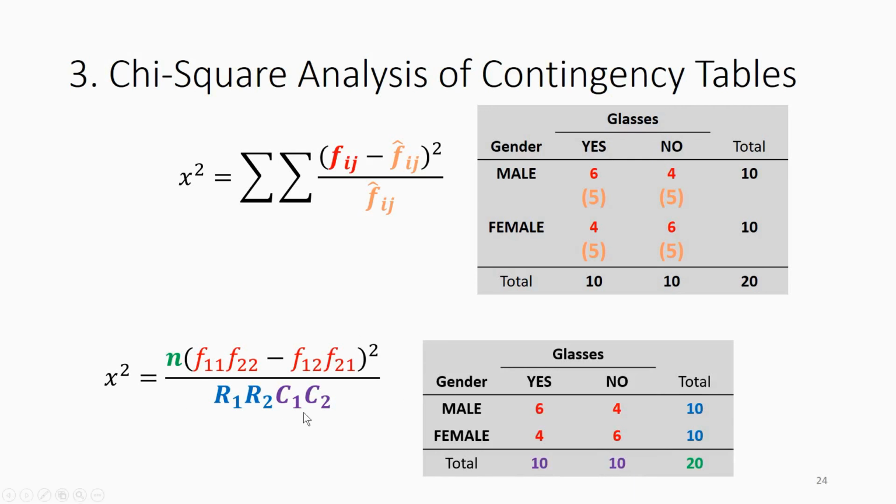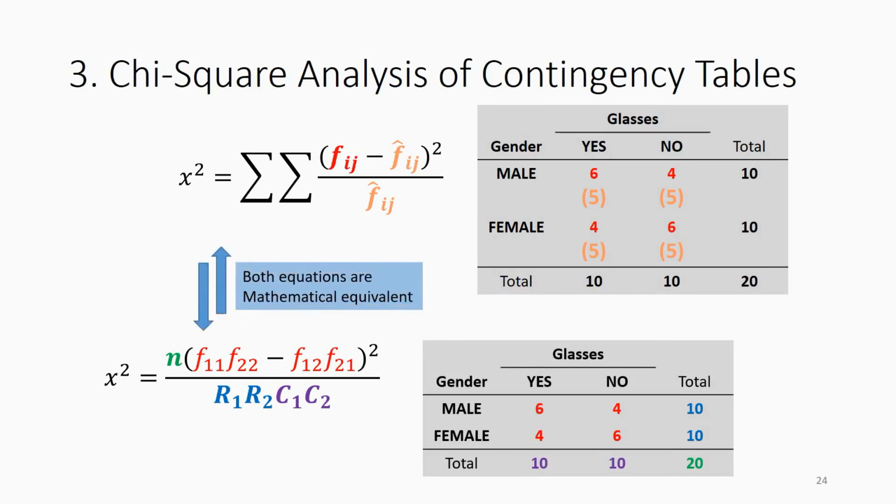So from the calculation point of view, this formula is easier. You just take the value and plug in. You don't have to calculate the expected frequency. But we will not use this for this course. Mathematically speaking, they are the same. This is just a shortcut.